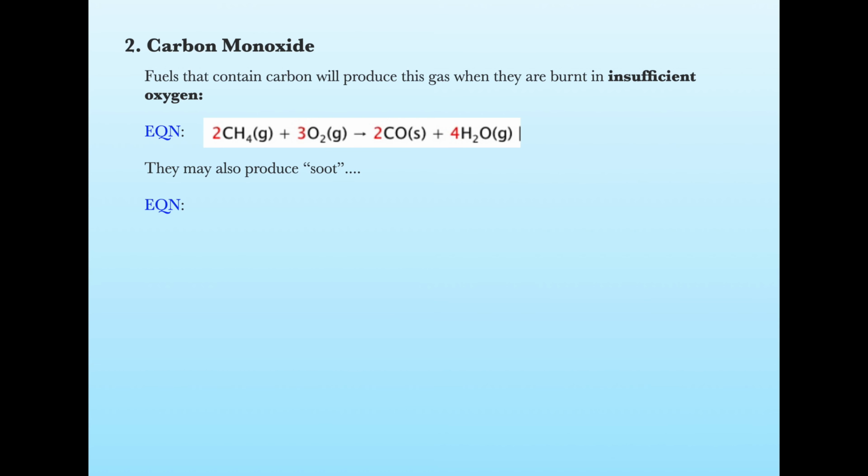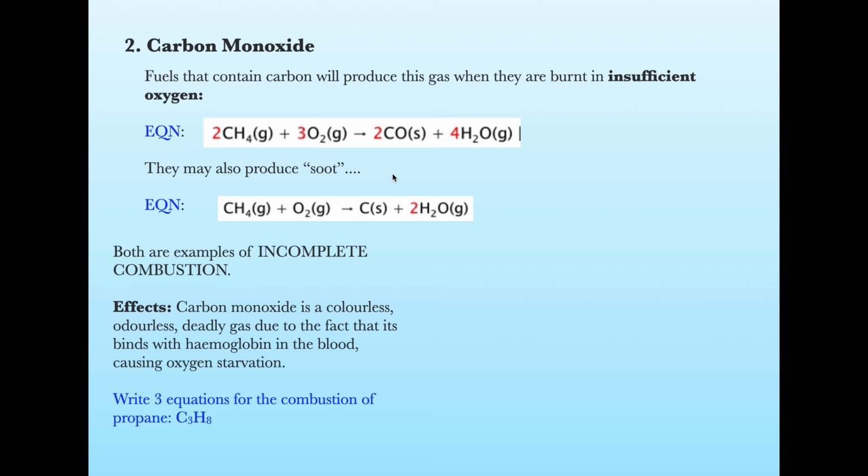Okay. If there's even less oxygen, typically, then the products change again. Water's still made, but in this case, carbon or soot is produced. That black stuff that you get on the inside of chimneys. And because you've changed the products, the balancing changes again. Okay, so complete combustion produces carbon dioxide. Incomplete combustion can produce carbon monoxide and carbon. They're examples of incomplete combustion.